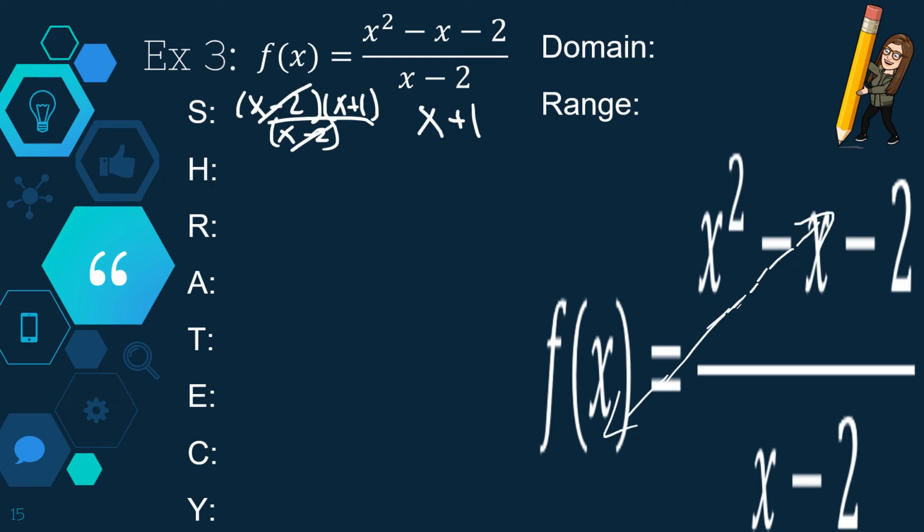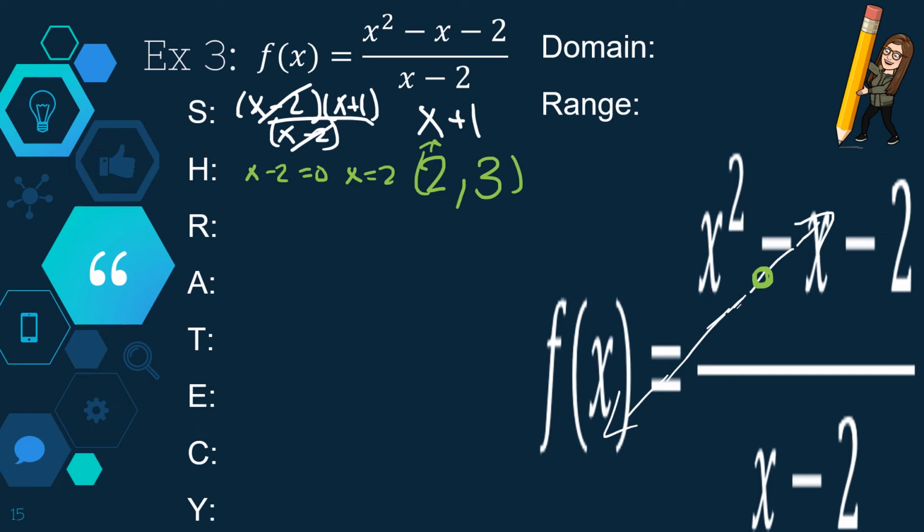Holes, we had something cancel. X minus 2 cancels, right? If I solve my cancellation, I get x equals 2. Well, a hole is a dot. So when x is 2, what's y? Just plug it in. If I plug it in, 2 plus 1 is 3. I have a hole at 2, 3. Put a big open circle there.